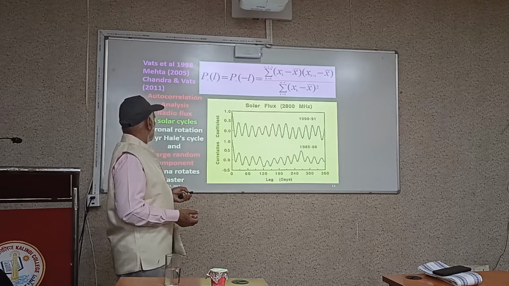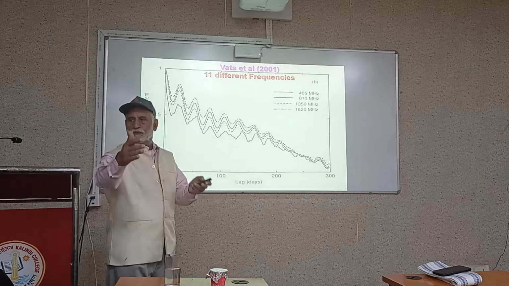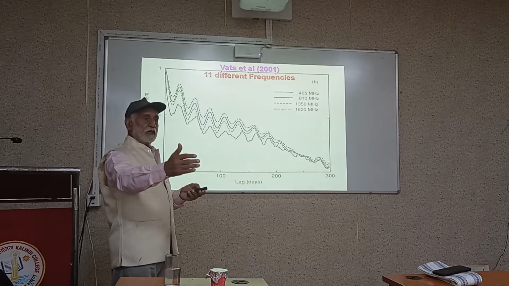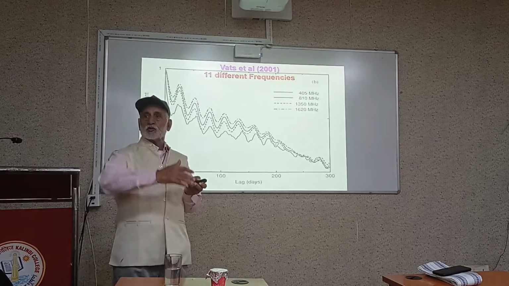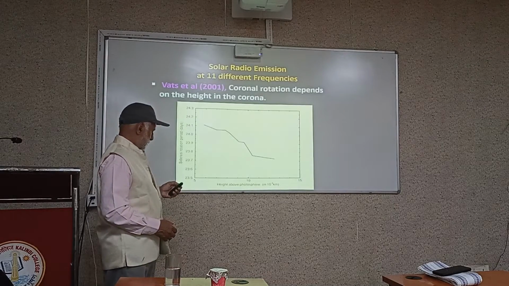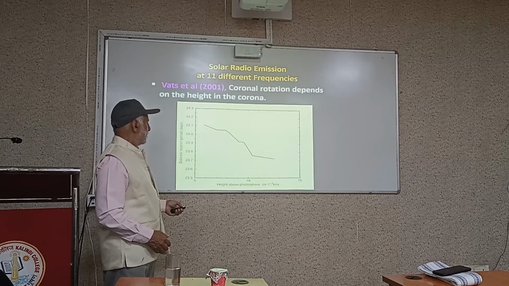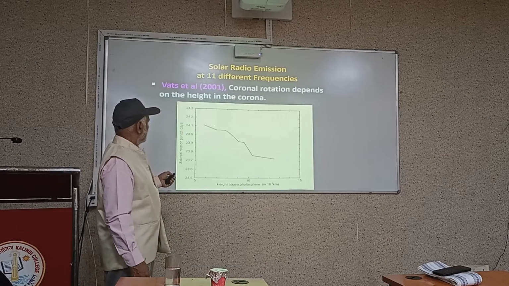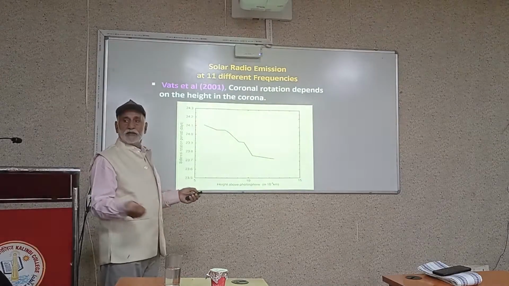A lot of work on this was done by several of my colleagues, and you can do it at several different frequencies that get emitted from the sun. Thereby you can get the rotation at different frequencies, and these different radio frequencies get emitted from different heights in the solar corona. So thereby you can determine the height above the photosphere: 5 into 10 to the power 4 kilometers, 10 into 10 to the power 4 kilometers, 15 into 10 to the power 4. And by different frequencies you find that the rotation decreases as you go higher. So the outer corona rotates faster than the inner corona.